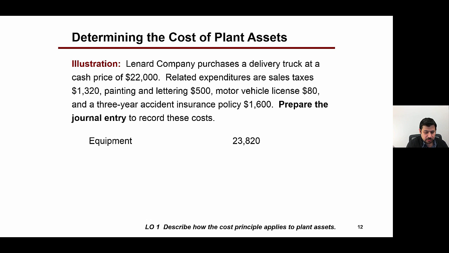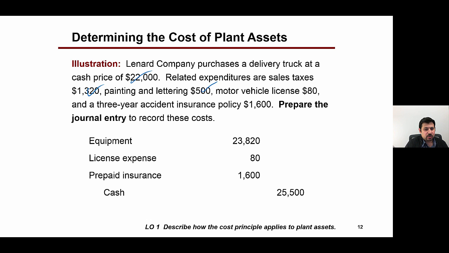The company also has a motor vehicle license and a 3-year accident insurance policy. So the company will debit license expense 80, and will also debit prepaid insurance 1,600. At that point, we're assuming that all the payments were made in cash, so the company will credit cash the total amount of 25,500.